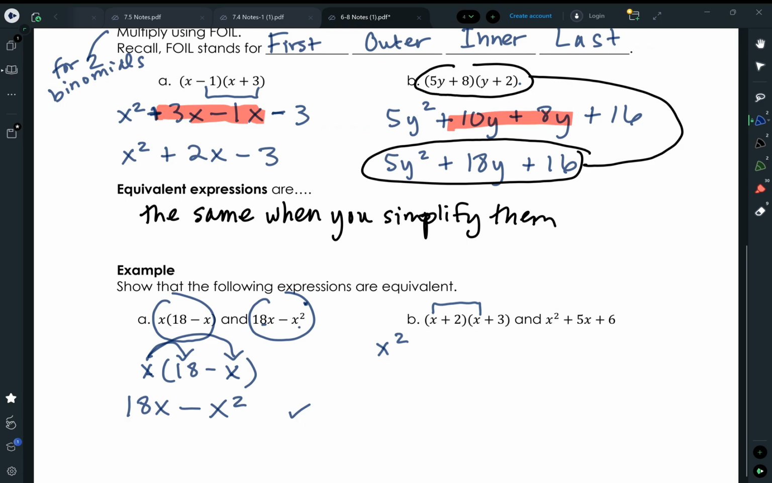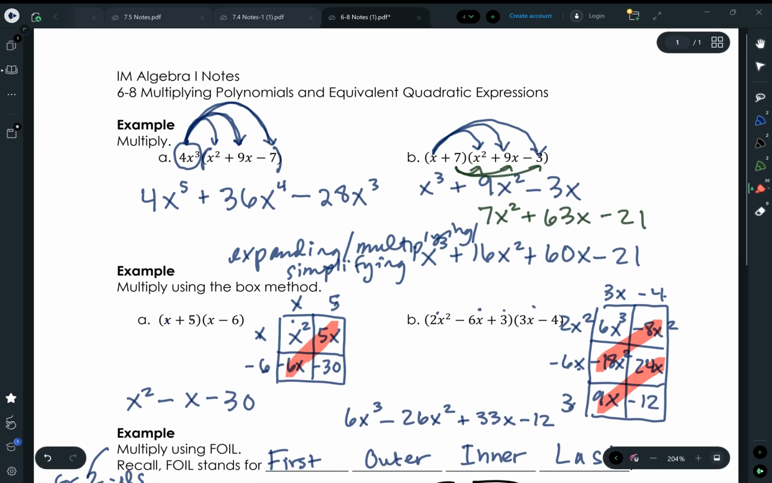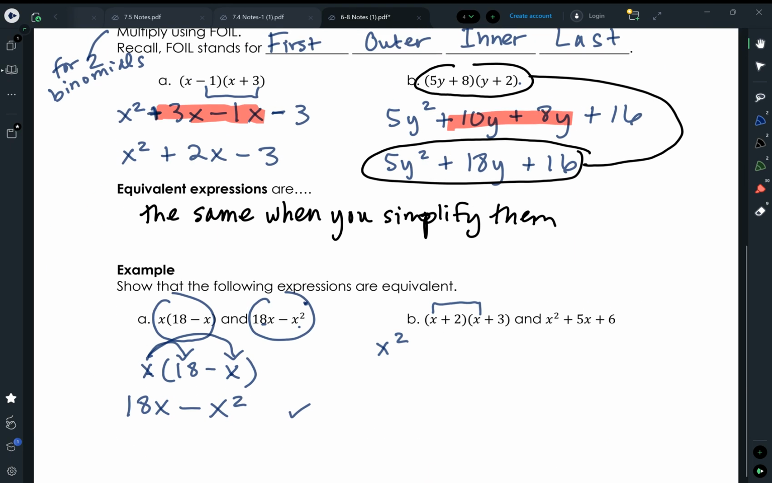My drawback for FOIL is it doesn't always work. I'm going to take a break in the middle of this and point it out. If you have a problem like we did in number 1, where this one had 2 terms, this one had 3 terms, FOIL doesn't work. So I don't want it to be the only thing that you learn.